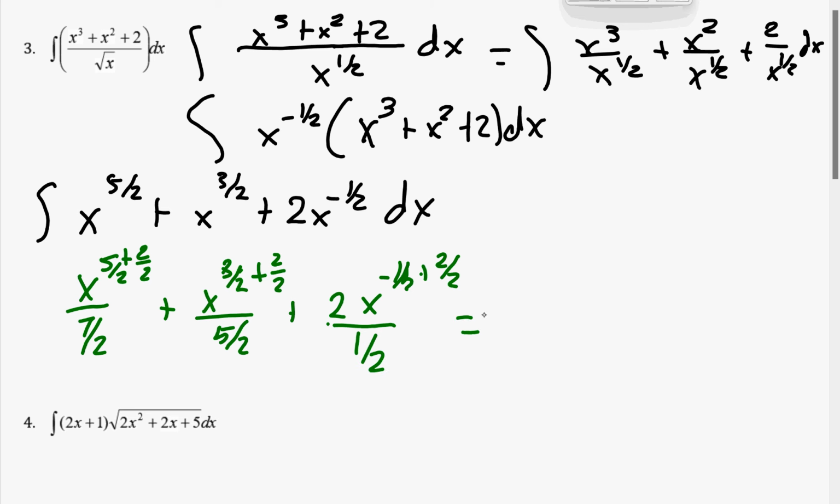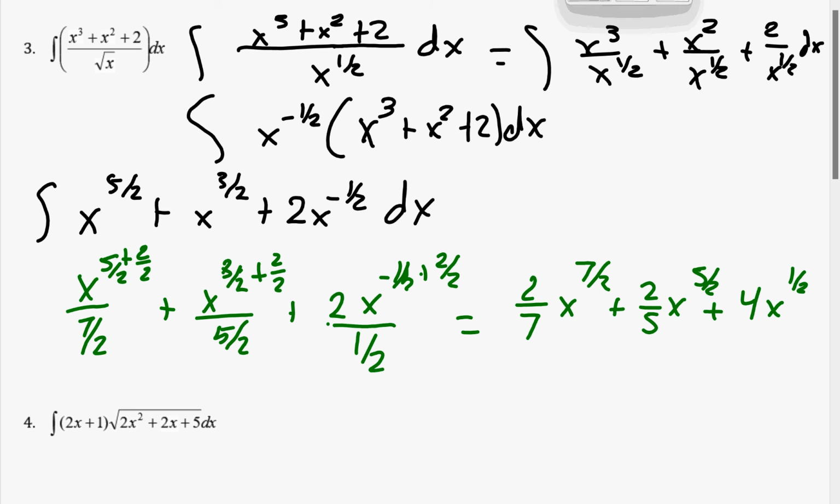Okay, and so that is going to equal 2/7 x to the 7/2 plus 2/5 x to the 5/2 plus 2, but I already have a 2 out there, right? So that's going to be 4. 4x to the 1/2. And then we just have to add c at the end because we have no a and b.